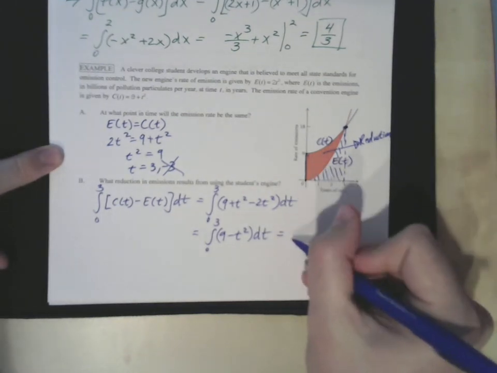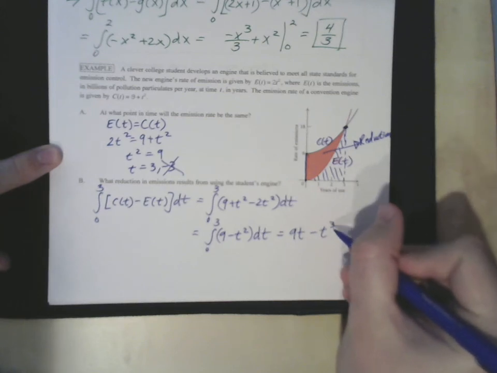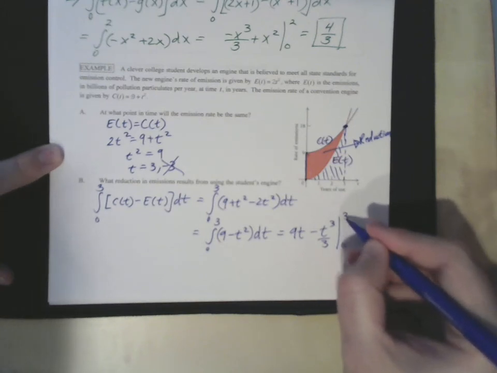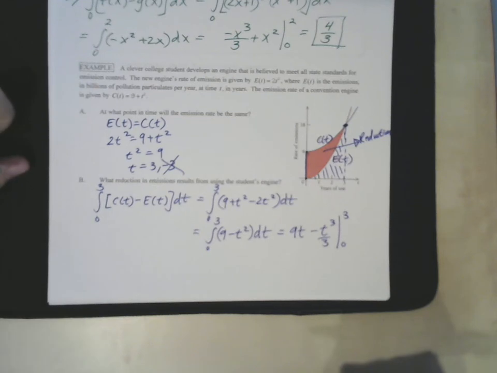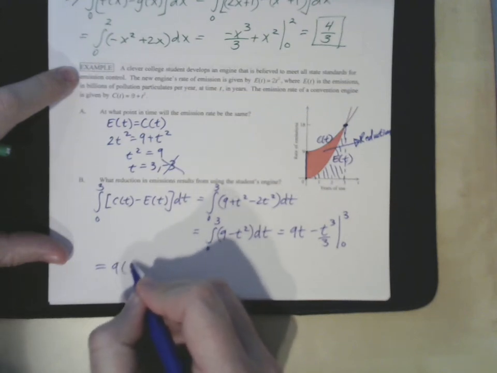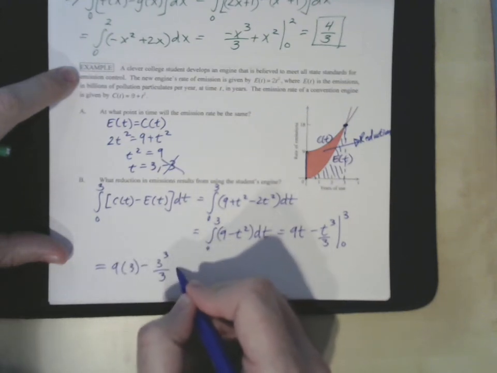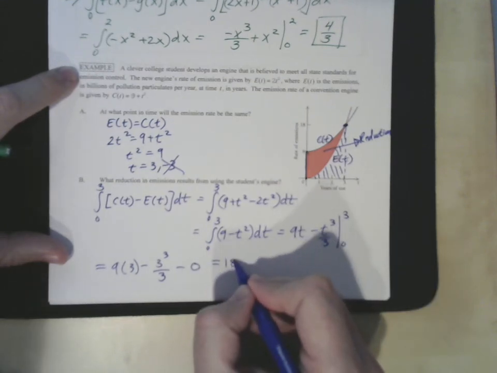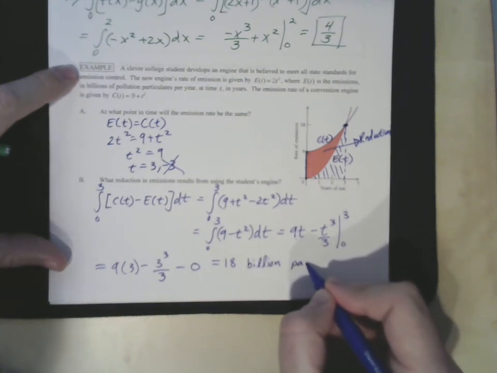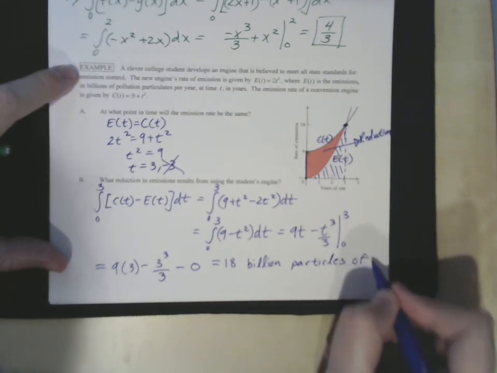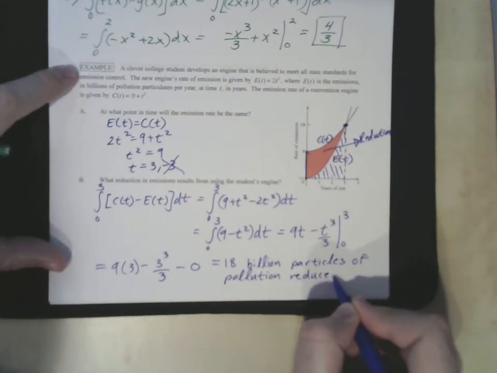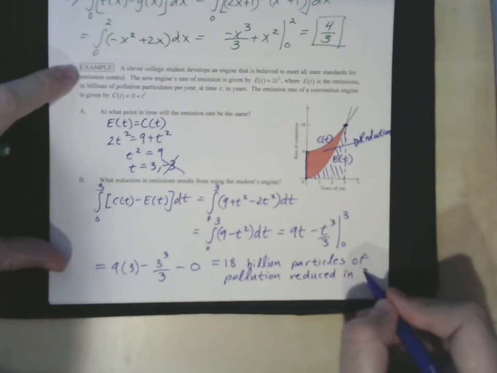The antiderivative of 9 minus t squared is 9t minus t cubed over 3. And this is evaluated from 0 to 3. So when all is said and done, this is 9 times 3 minus 3 cubed over 3, and then minus 0. This becomes 18. And this is 18 billion particles of pollution reduced in 3 years.